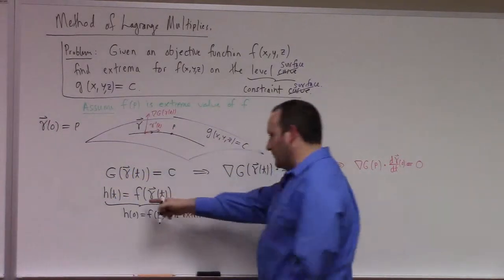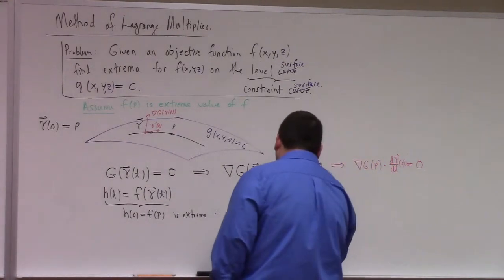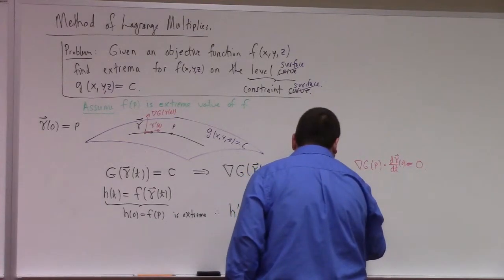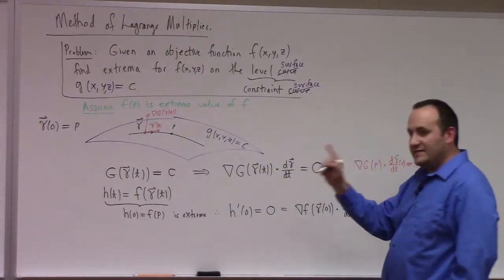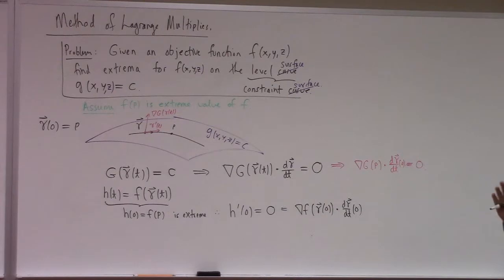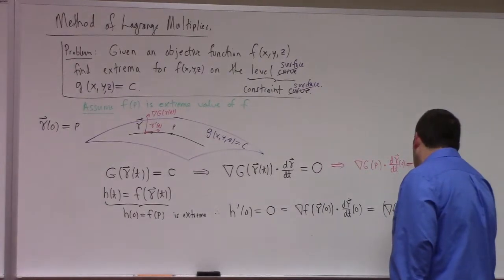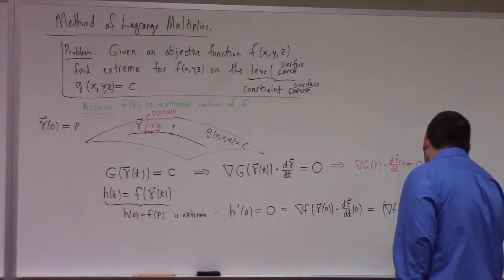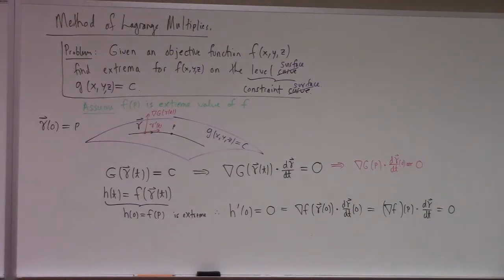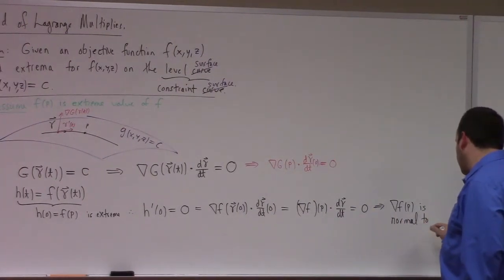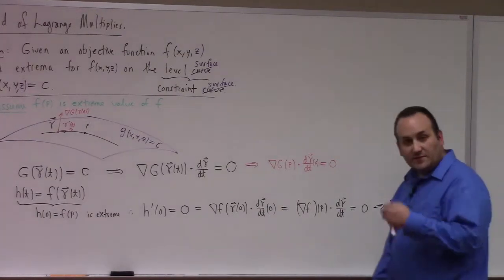And on the other hand, we can differentiate f. So it's also equal to the gradient of f at gamma of 0 dotted with d gamma dt at 0. Now this time, I don't get it for all time. I just get it at this one special time. So what I have here is the gradient of f at the point P dotted with d gamma dt is equal to 0. What does this say? This says that the gradient of f at P is normal to M, to the constraint surface.